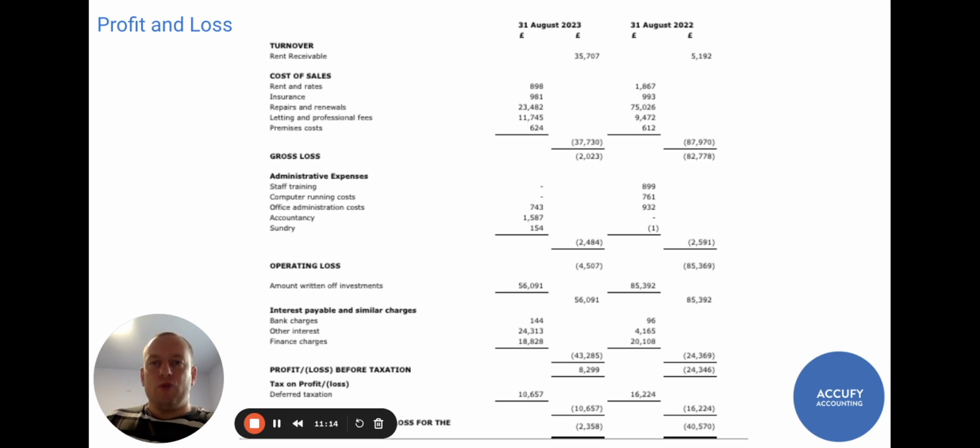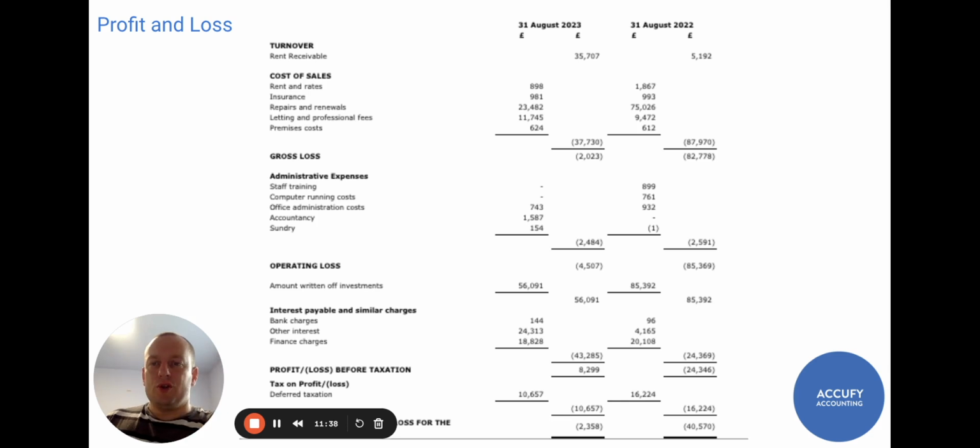Once we go below rents receivable then for the property investment company, we come into cost of sales. So this is direct expenses for the property investment company. And so key direct expenses for a property investment company are things like rents and rates. So this would be things like utility bills you might have to pay if there's a void in your property. Same thing for council tax as well.